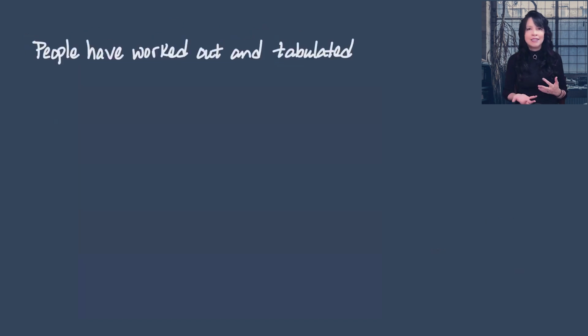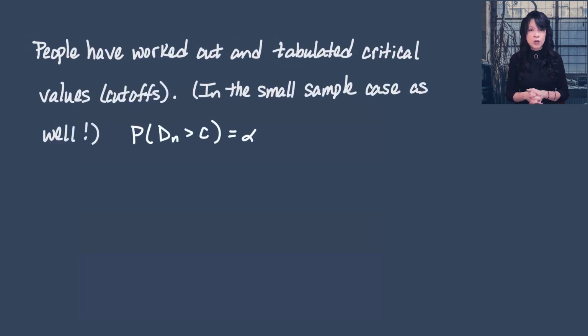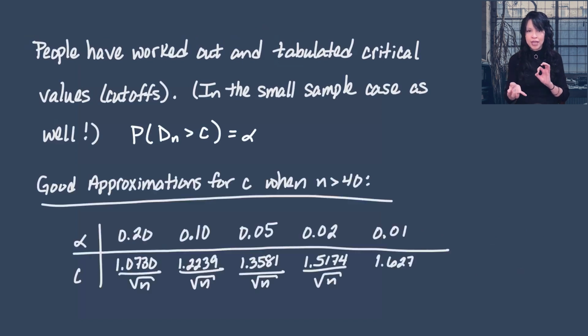People have worked out and tabulated many different critical values. We just worked out two of them numerically, and they have worked out critical values in the small sample case as well. I'm going to be looking at a sample of size 100,000 that is pretty solidly in the large sample regime. And so here are some tabulated critical values that people use. A value of C in order to get this probability to be alpha.